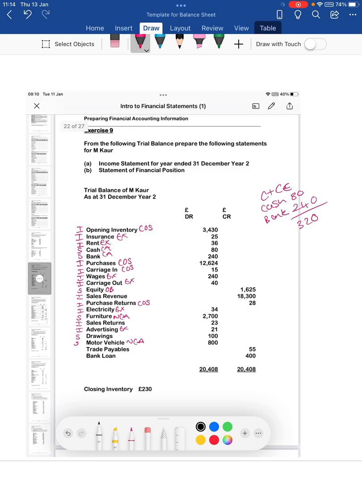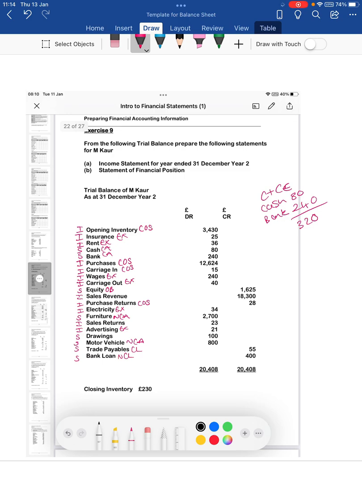We have our trade payables, which are people that we owe money to, making this a current liability, and again putting it in our statement of financial position. And we have our bank loan. Now this is a liability again, but we're expecting to pay it over a certain number of years, maybe like 5 years, 10 years, that sort of thing. So that makes it a non-current liability, which again goes into our statement of financial position.